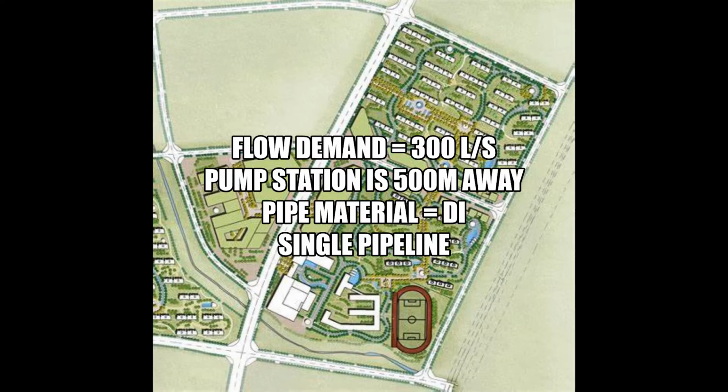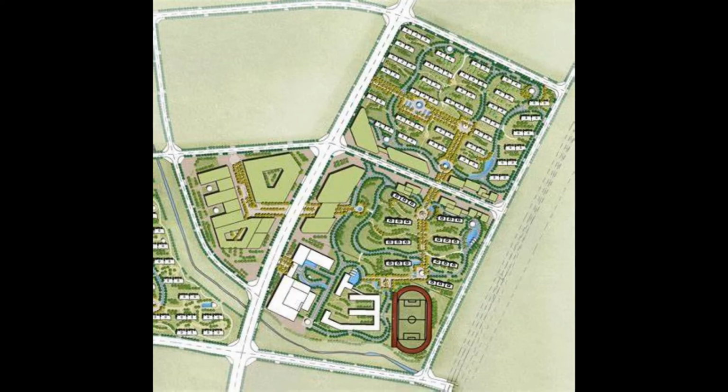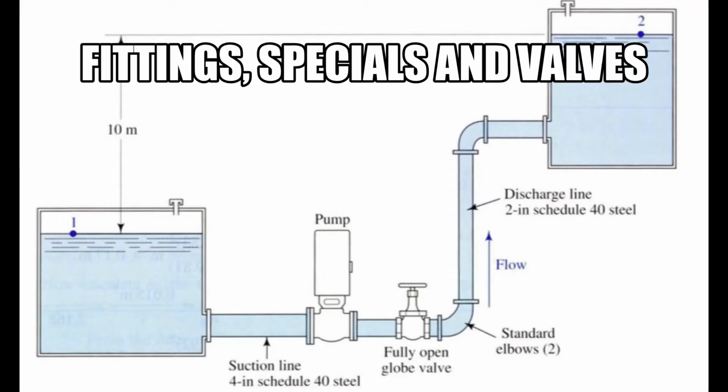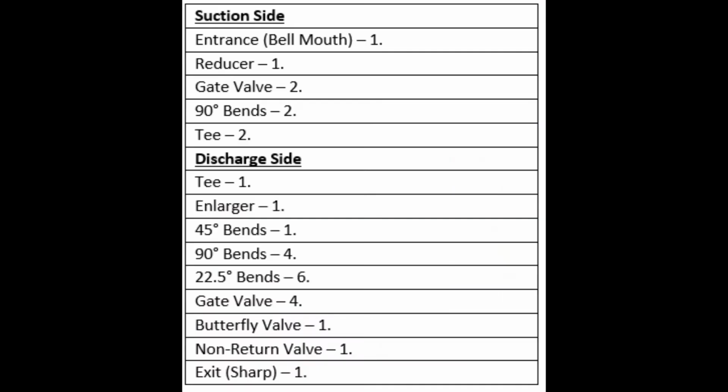The water is conveyed by a single ductile iron pipe to the reservoir at this development before it is supplied by gravity to the users. At the pump station, the length of suction pipe from sump to pump station is 25 meter, while the pump suction and length is 10 meters. The pump discharge header is 15 meter long within the pump station. Only one pump is required to deliver the flow. There are various fittings and valve along the water supply network, and they are as shown in the table.